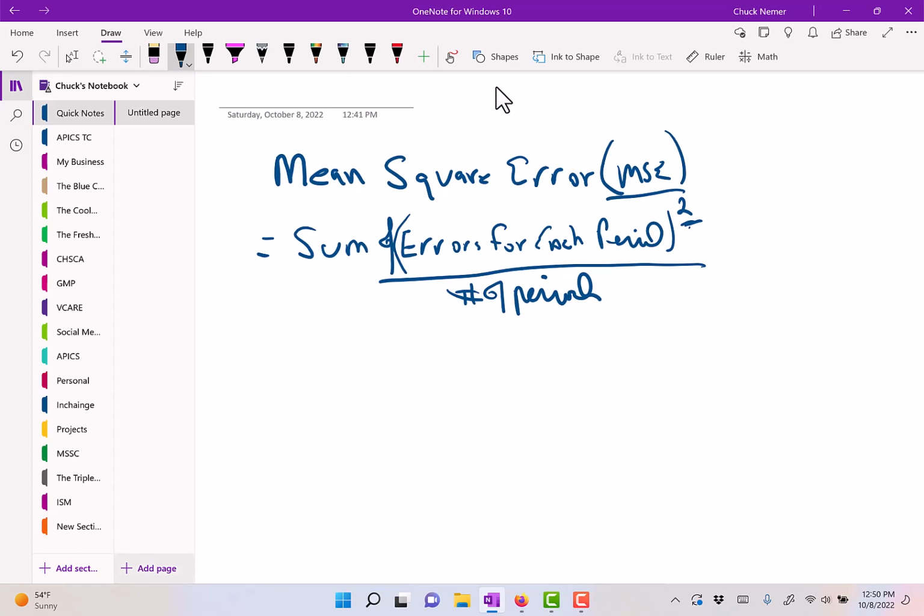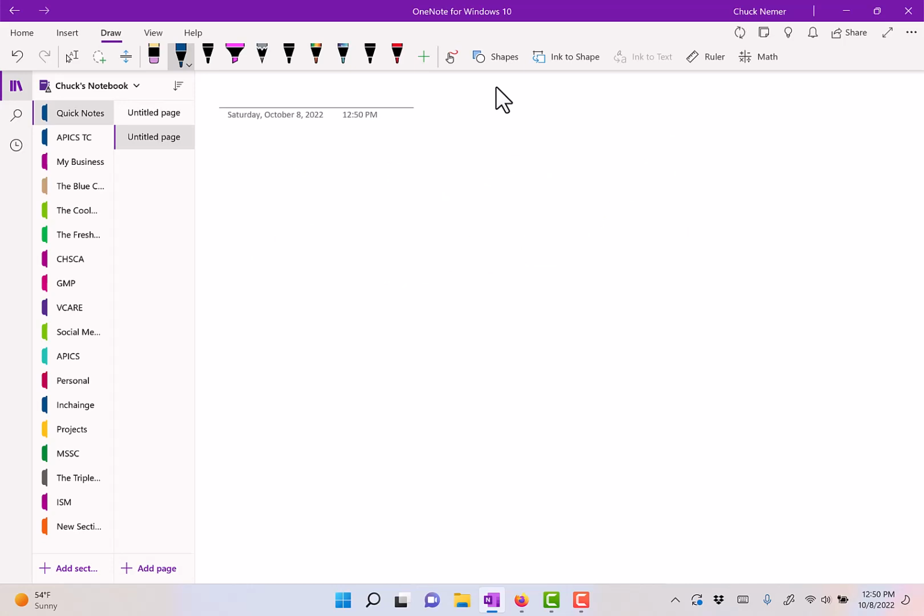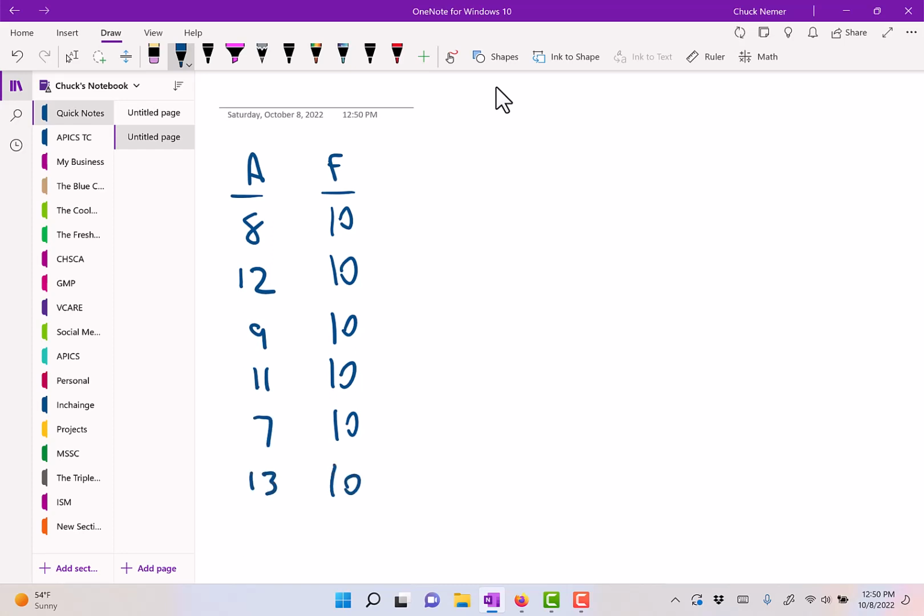So let's go to another page and put some math together and walk you through it. Let's do actual and forecast in two columns. Let's say forecast is 10 for 5 periods. And for the actual, let's keep it simple so we can see the point: 8 and 12, 9 and 11. Let's do another one, 7 and 13. This is strictly for purposes of explaining how being off by a little bit more each time can impact. So the forecast and the actual both total 60, so there's no bias there.